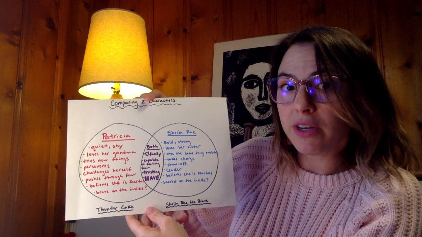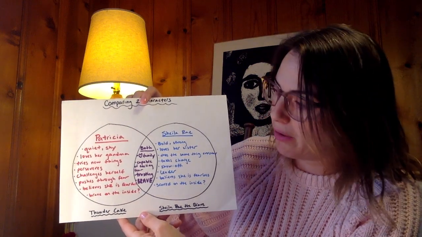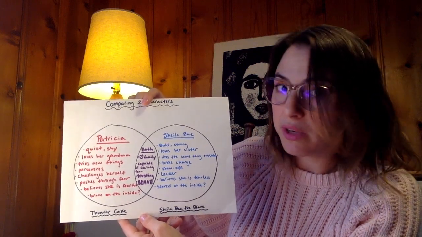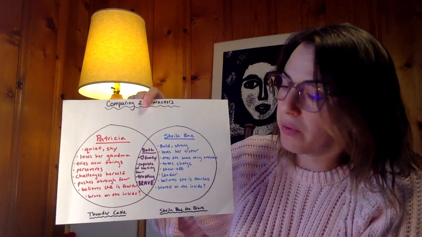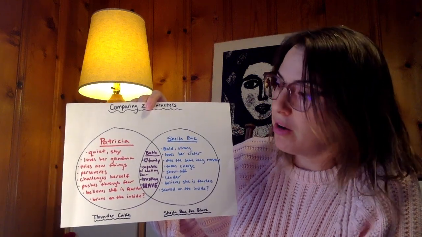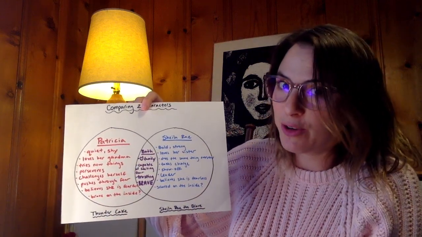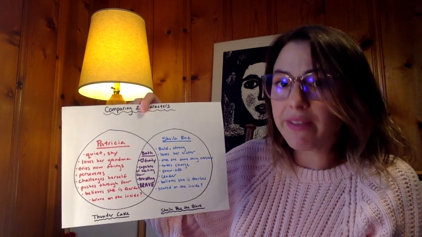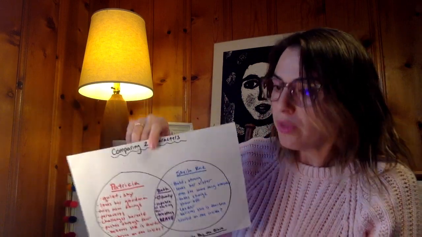But maybe if you didn't already make one of these Venn diagrams, you can make one now, and you could either compare Patricia and Sheila Ray, or you could compare Patricia and the character we're going to read about today, or Sheila Ray and the character we're going to read about today.